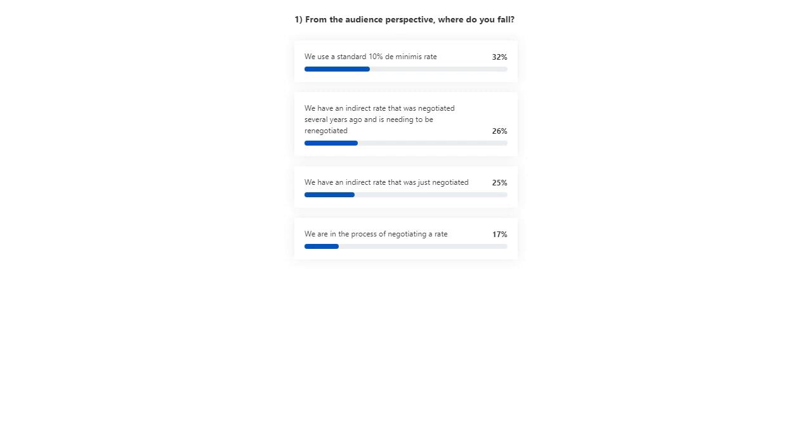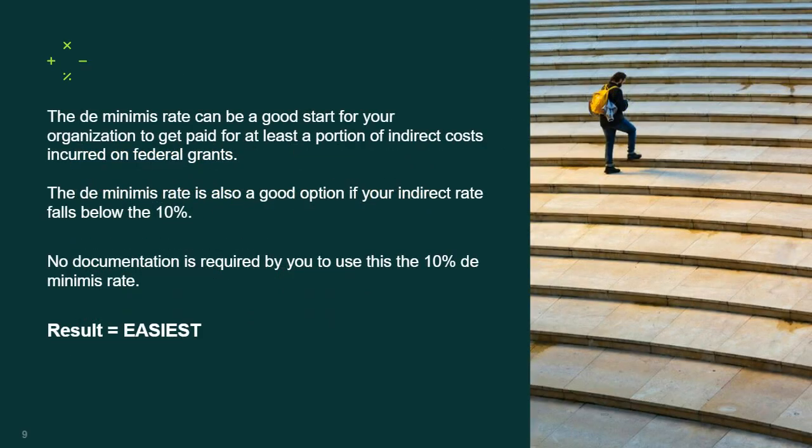And so, if you do have the 10% de minimis rate, and you're new to grants, sometimes that is the simple grant structure, then it makes sense for you to use the de minimis rate. We see a lot of organizations adopt this because it really doesn't require you to do anything. It's administratively easy, as no documentation is required to prove out the 10% rate.